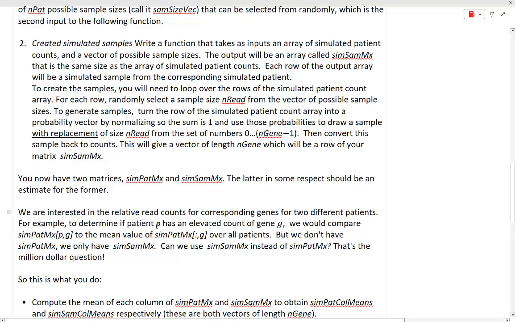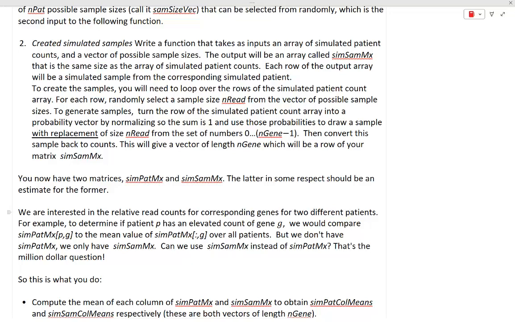We want to determine if patient P has an elevated gene count of gene G. We would compare SimPatMix PG to the mean value of SimPatMix over all patients. But we don't have SimPatMix, we have the SimSam matrix. So we'll try to use the SimSam matrix to get this ratio.